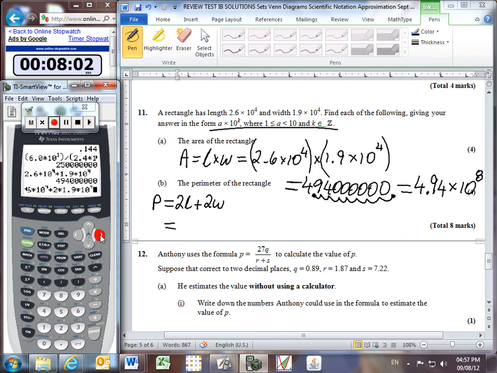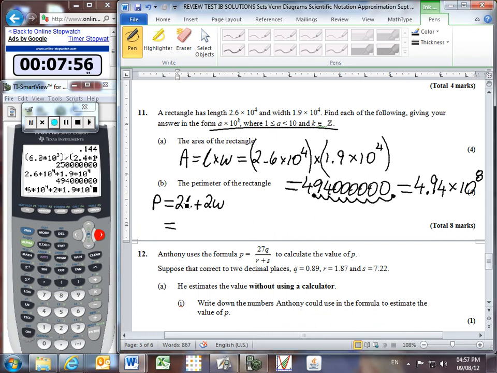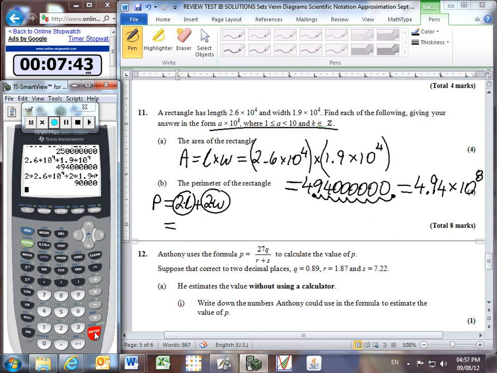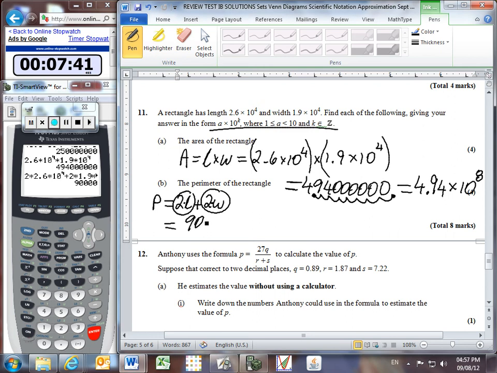Again, I've gotten away without using parentheses here because I know the order of operations demands that I'm going to do these multiplications first. And so I will figure out this quantity, the total of the 2 lengths that are opposite each other of the rectangle, and the total of the 2 widths, yielding me a total amount. And so parentheses not necessary. I've got 90,000.